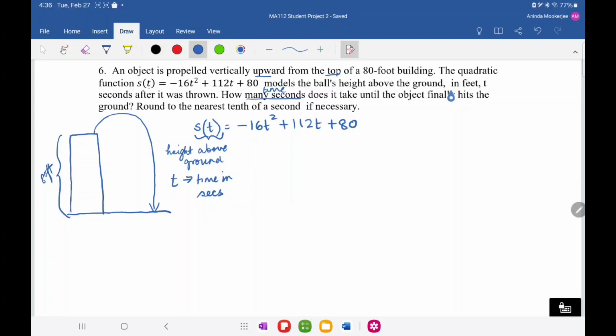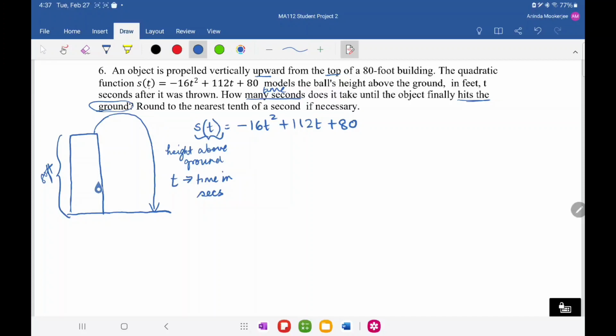Now, before we go about solving this equation, we have to plug in a value for s of t. This left-hand side must take a value, correct? Otherwise, we will not be able to solve this equation. So what value should I plug in for s of t? Now, the question is asking until the object finally hits the ground. So it wants to know how many seconds, how long after it is thrown will it come back to the ground.